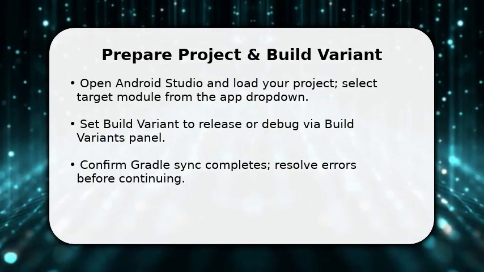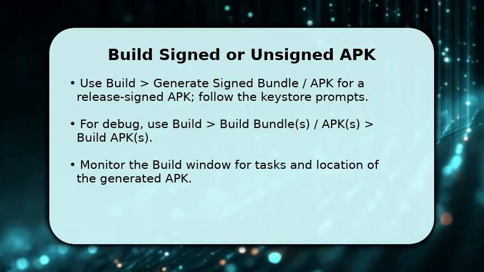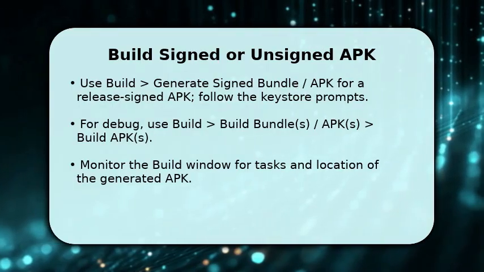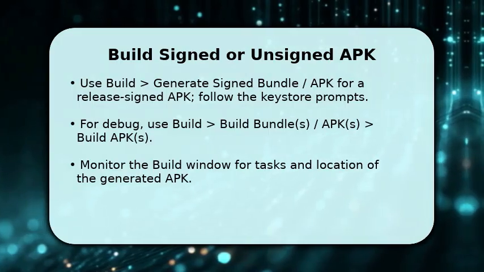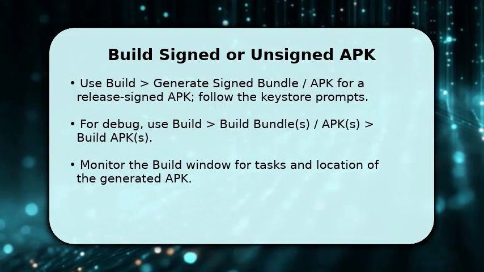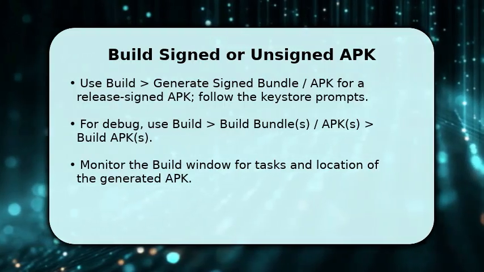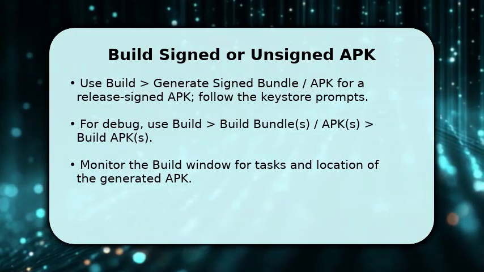Next, you build the actual APK file and choose signing options. If you need a release APK, pick Build, Generate Signed Bundle/APK, create or select a key store, enter alias and passwords, and choose Release Signing. This produces installable, market-ready artifacts. For a quick debug APK, choose Build APK(s) and skip signing steps.